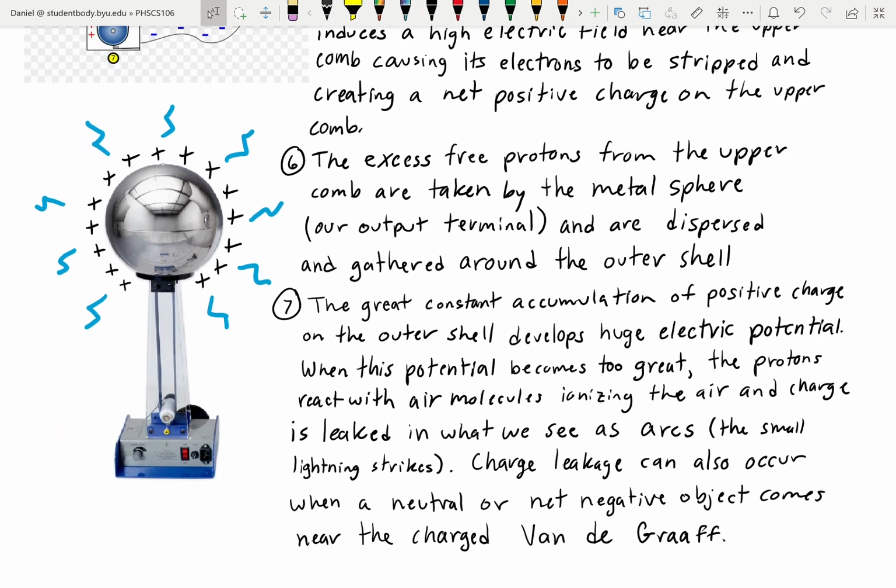The great constant accumulation of positive charge on the outer shell develops a huge electric potential. When this potential becomes too great, the protons react with air molecules, ionizing the air, and charge is leaked in what we see as arcs. These small lightning strikes here that I depicted. Charge leakage can also occur when a neutral and net negative object comes near the charged Van de Graaff.